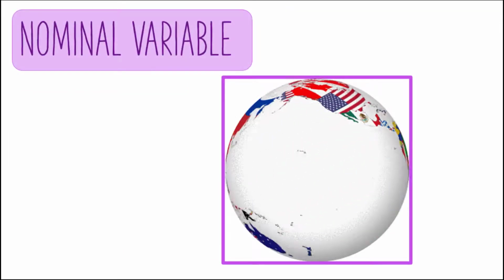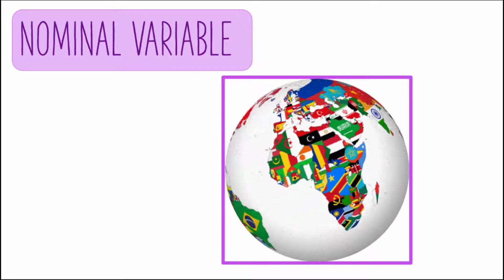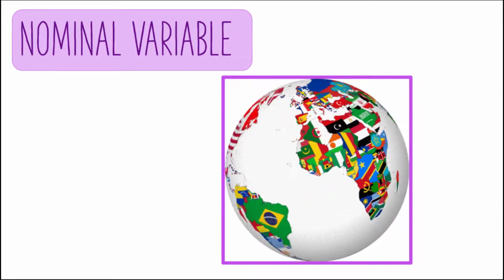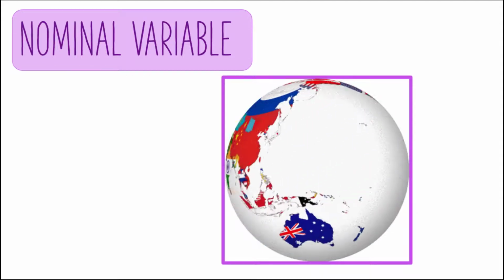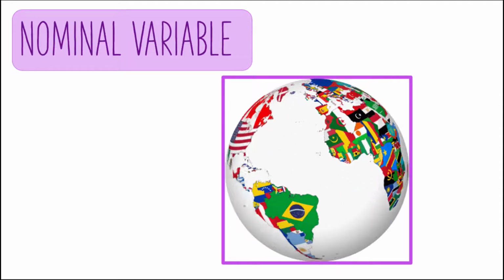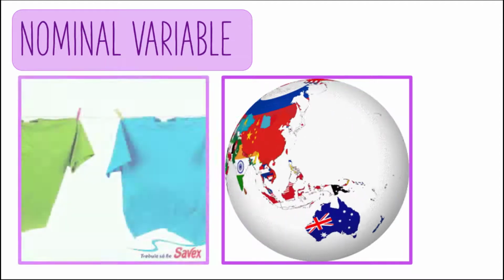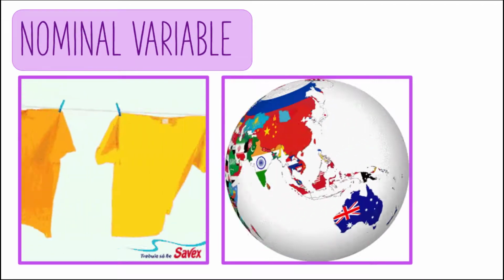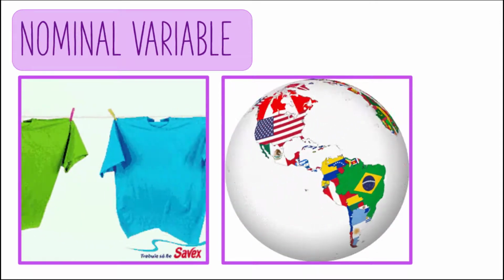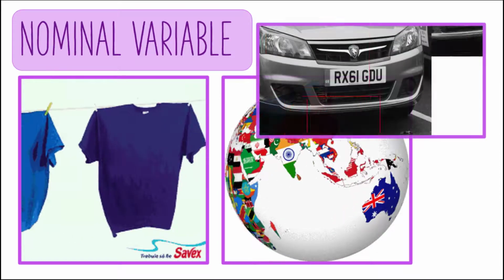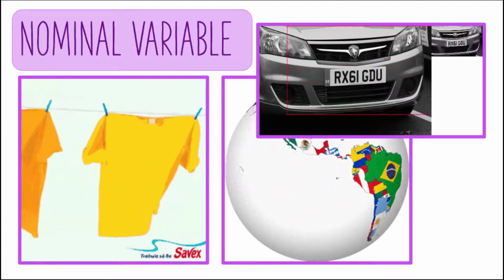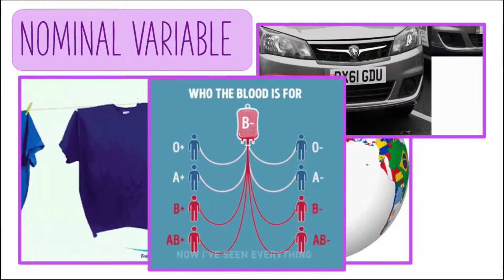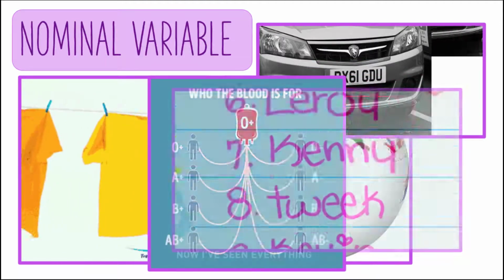However, nominal variables are presented in labels and names, just like these examples. As you can see, the names of countries are nominal variables. It could also be the color of shirts. Red, blue, pink, orange, these are all nominal variables. The plate numbers of the cars or vehicles that you use. And also your blood type. It could also be the names of your classmates.